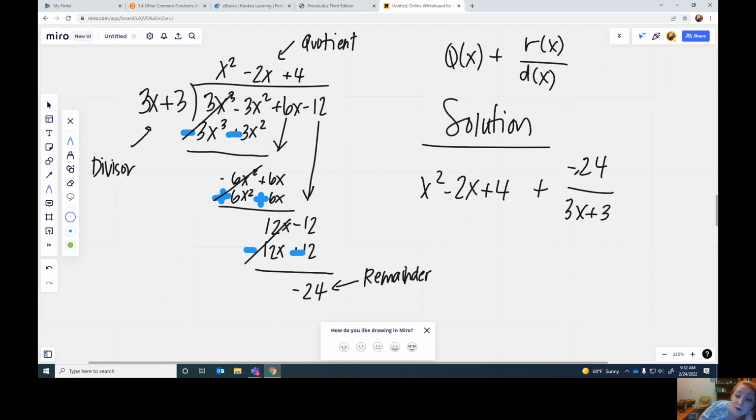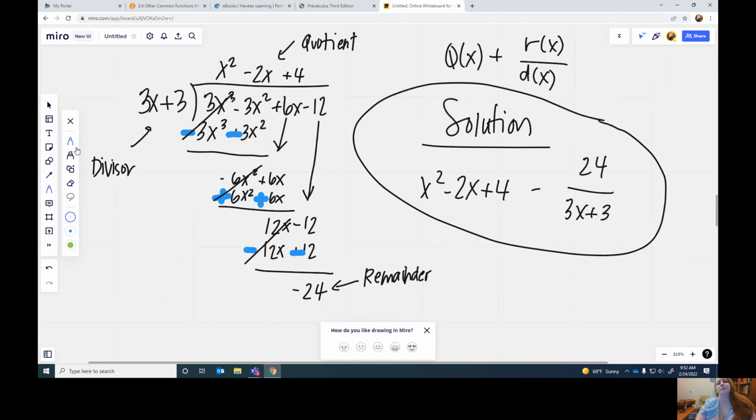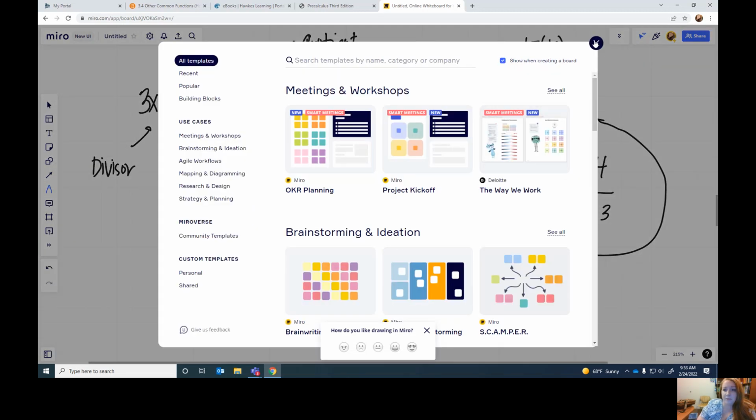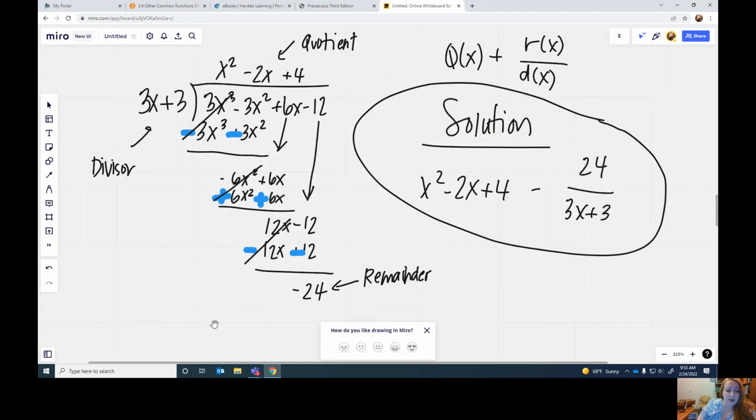Now, the last thing that I would do is go ahead and just simplify this. Plus a negative is just a minus. So I would go ahead and simplify that. Makes it look a little bit neater. So there's our answer.